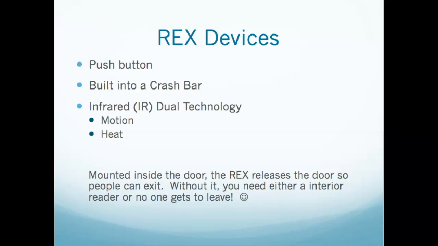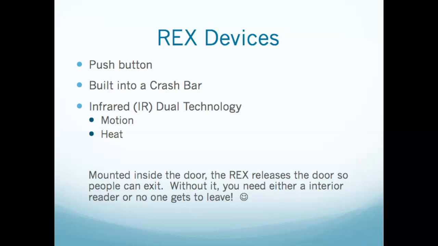I do my work in the room, and now I want to leave, and the door's locked. So how do I get out? Well, maybe I had to push a button that will release the lock. Maybe there's a crash bar and the request to exit is built into the crash bar. Remember, crash bars are those long bars that go across an emergency exit and you hit them? Well, you can put the REX device right in the crash bar and that'll release the lock as well.